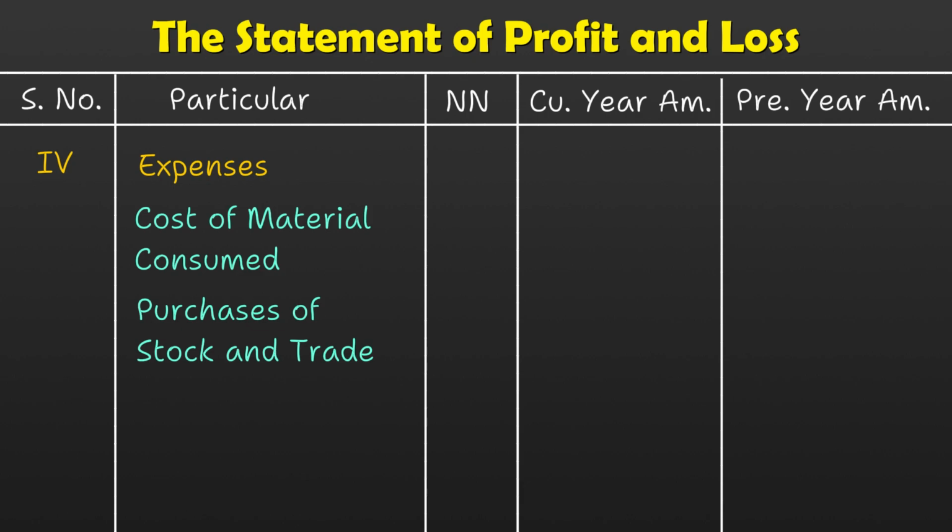Now the next item, the next subhead under your expenses is the purchases of stock in trade. Now the question arises, what is the difference between the raw material and the stock in trade? So let me just explain this first, then I'll come back to the statement of profit and loss. So what happens is, there are 2 types of business concerns. There can be 2 types of business entities.